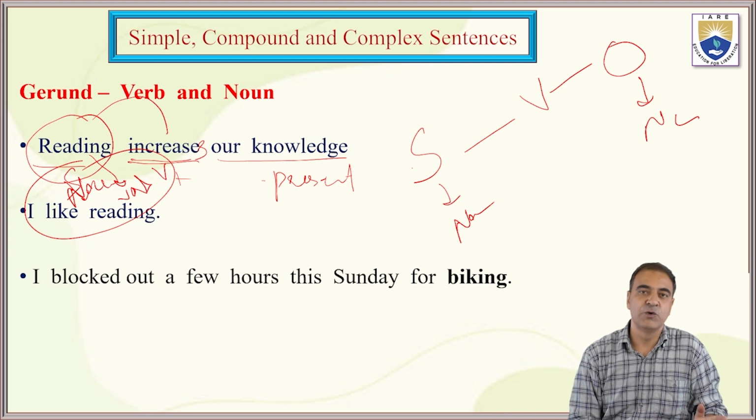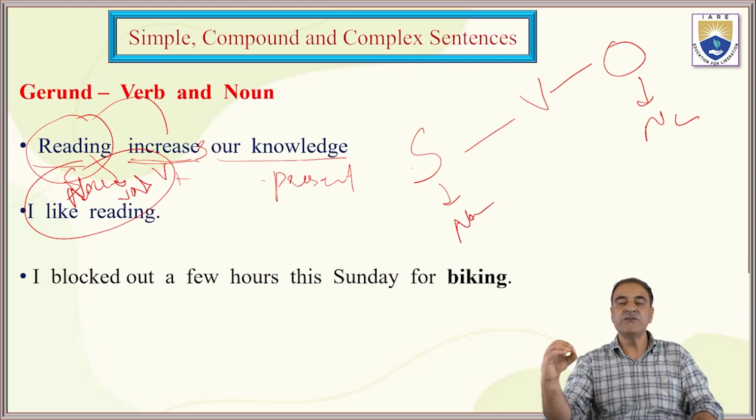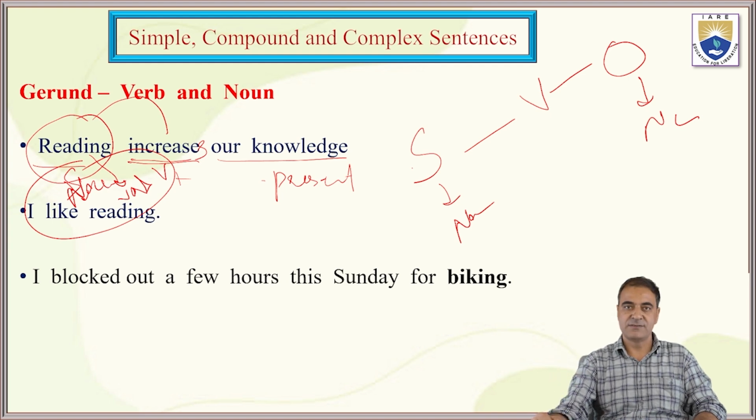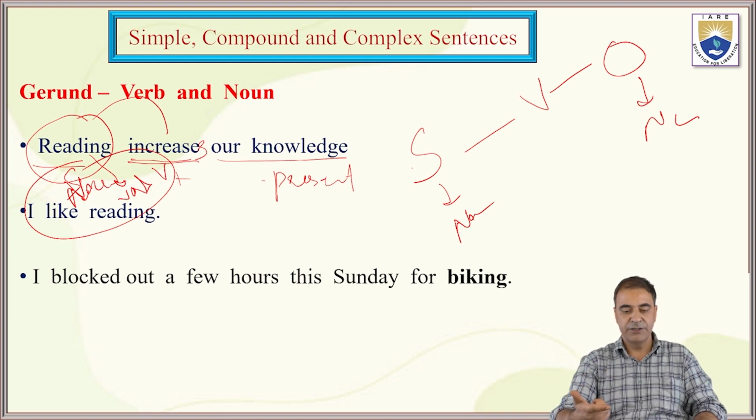Again, this gerund is a non-finite verb. For example, now if you want to change the tense of the sentence, this gerund will not change. It will remain unchanged. It's only the finite verb that will change. For example, here the first sentence is in simple present. I will change it into future tense. Reading will increase our knowledge. Now here will increase, and reading remains the same.